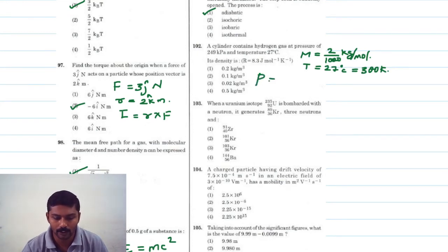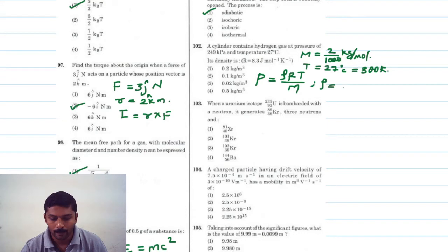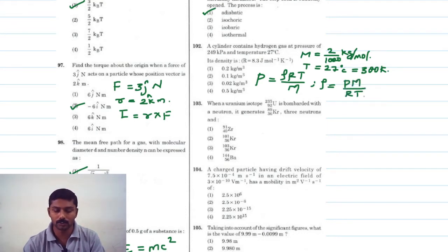The equation for pressure as far as density is concerned is P = rho RT divided by M. From here you can find density is equal to P into molecular mass divided by R into T. If you substitute those values, you will probably get 0.2 kilogram per meter cube. Okay, so what's the next question?